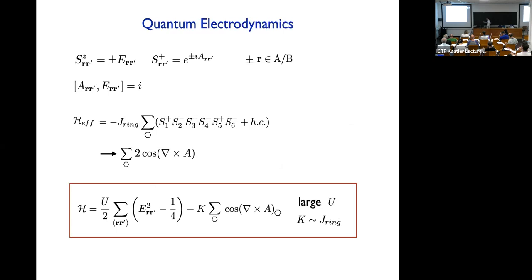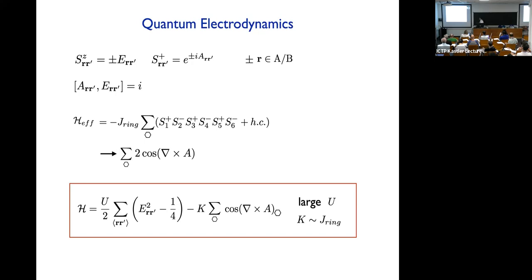And then if you do so, you can have this mapping, namely that the G component maps to the electric field, and the creation operator maps to e to the i times the vector potential. Then this famous commutation relation between the G component of spin and the raising operator becomes the canonical commutation relation between vector potential and electric field. So this is a one-to-one mapping. And by the time I have that, I have a quantum electrodynamics.